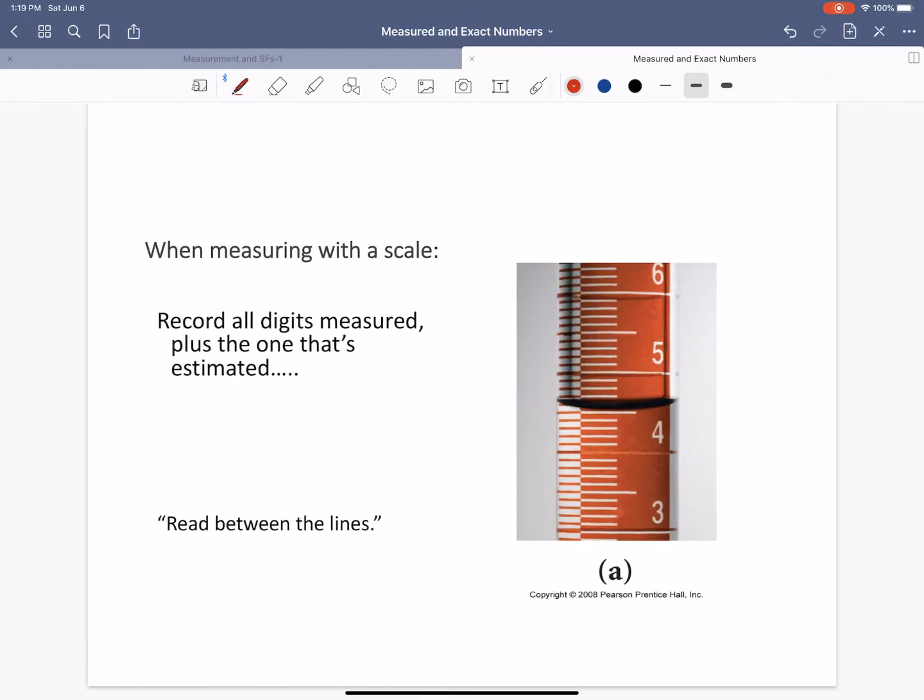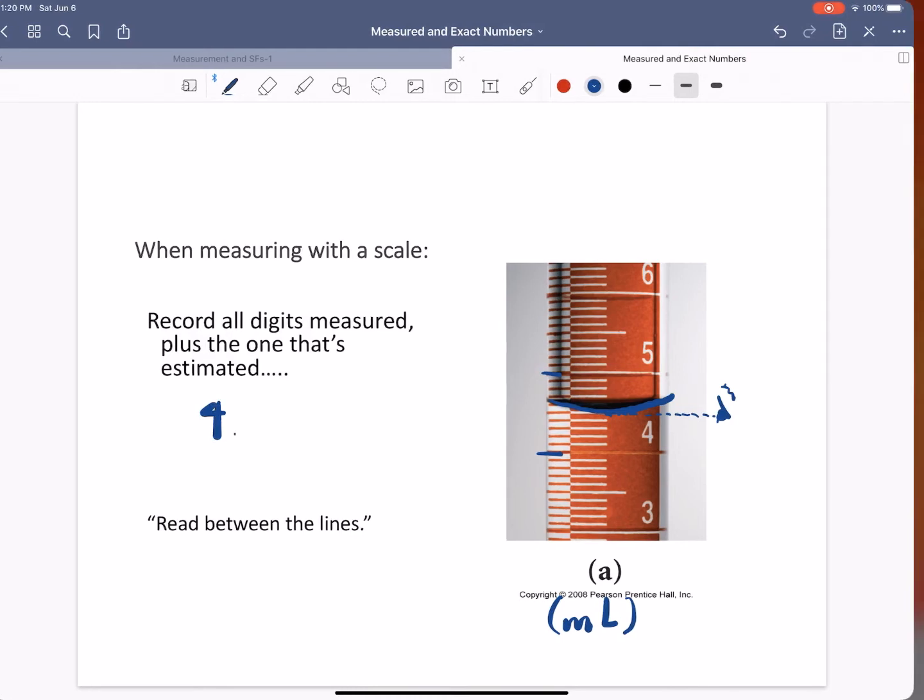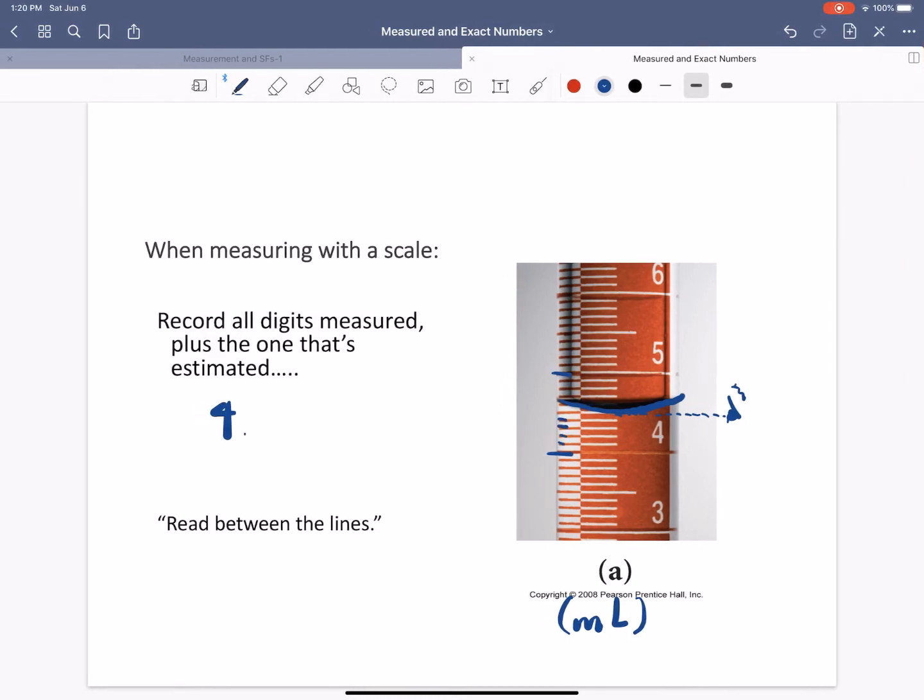Now remember, when measuring with a scale, we record all measured digits plus the one that is estimated. Let's practice that. Here we have a graduated cylinder. It measures in units of milliliters. I see the meniscus. It's right here. I'm going to get on eye level, and I'm looking at the center. I see the major divisions are 4 and 5, so in the ones place, it's more than 4. And then a minor division, there are 10 of these. 1, 2, 3, 4, 5, 6, 7, 8, 9, 10.